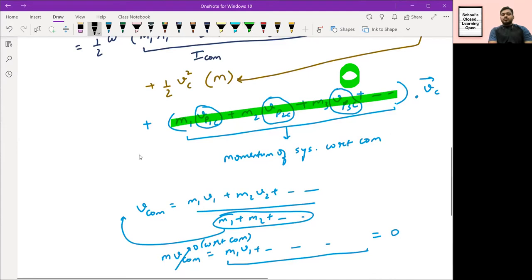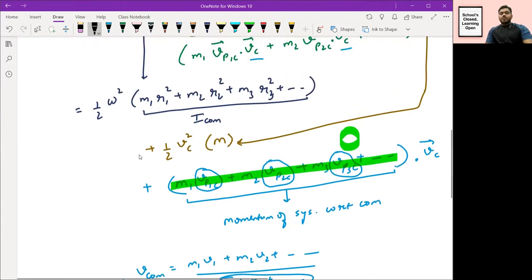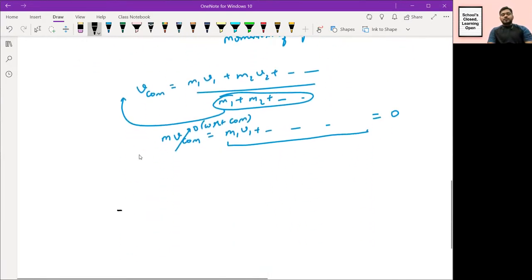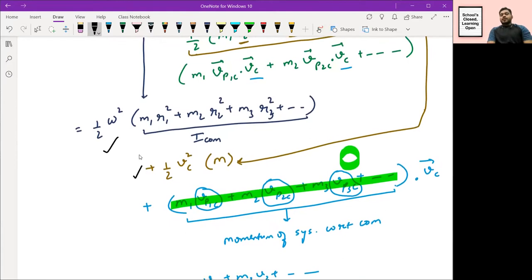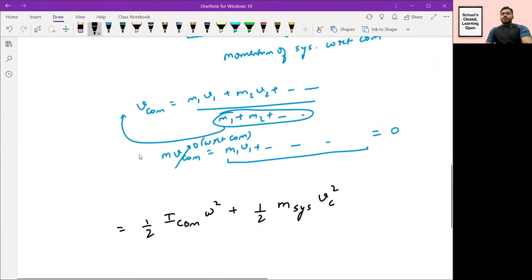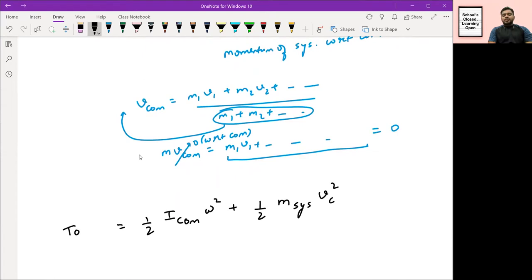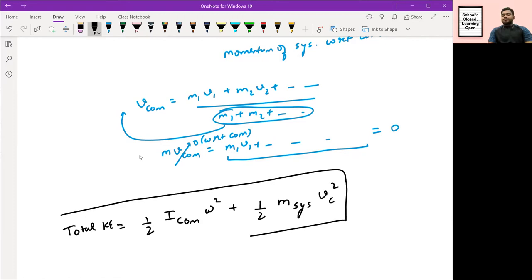So what we got from this complete exercise is these two terms, first term and second term. First term is half I_CM omega square, plus second term is half mass of system into Vc square. That is, m1 r1 square plus m2 r2 square gives I_CM, omega square, plus half m into Vc square. So this is the total kinetic energy of an object in CTRM.